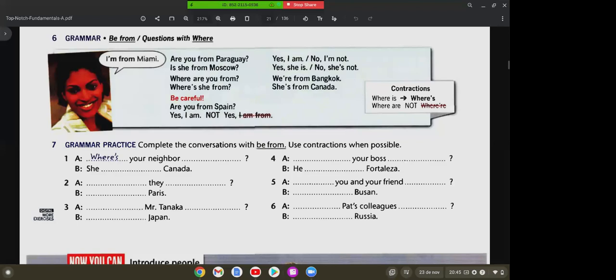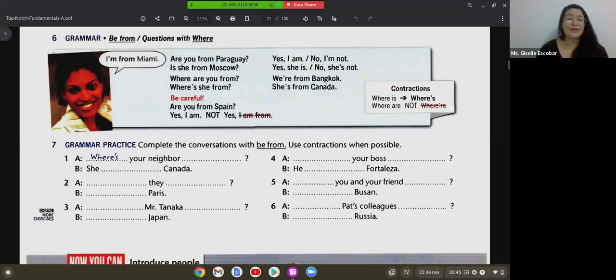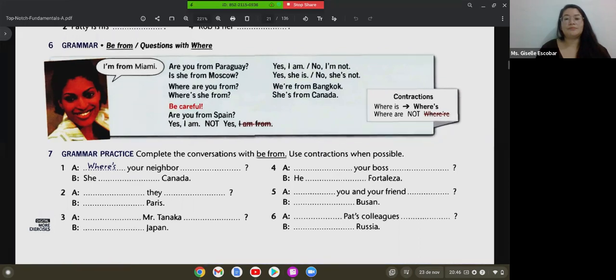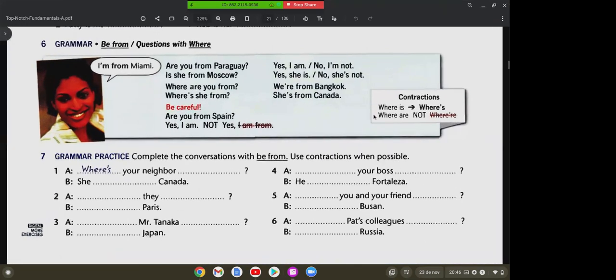Okay. Any other question? Thank you, teacher. You're welcome. Thank you for asking. Gracias por preguntar. ¿Alguna otra pregunta sobre esta parte del grammar? No, teacher. Ok.